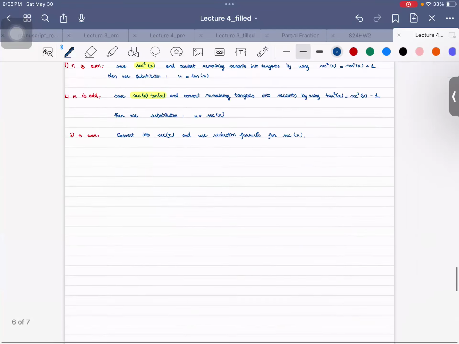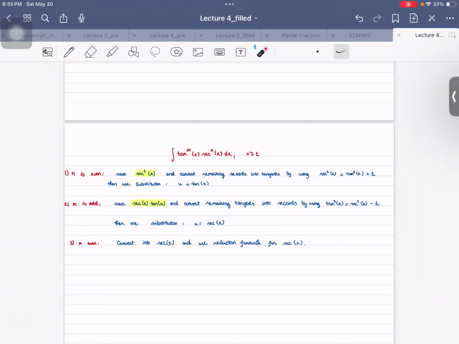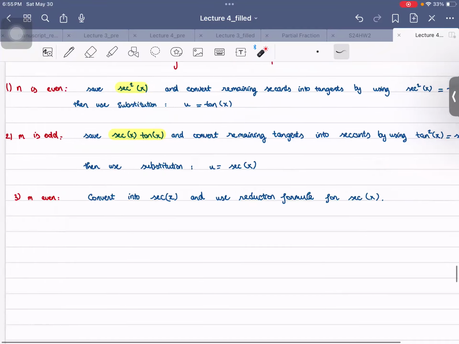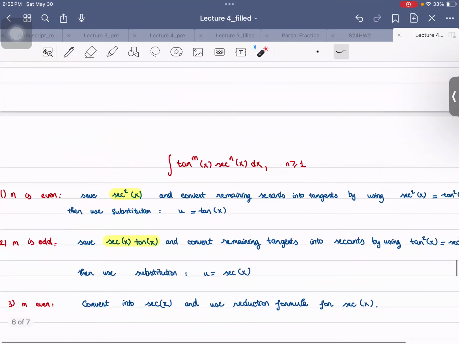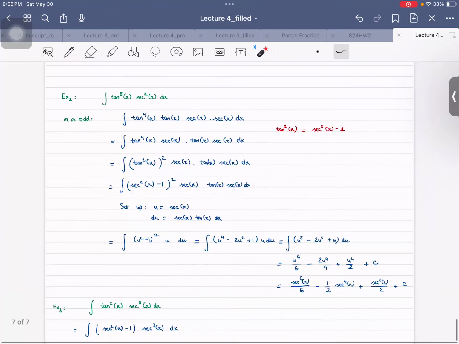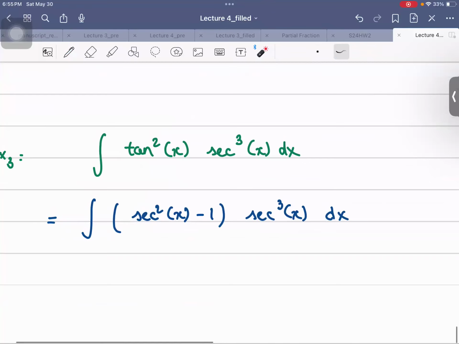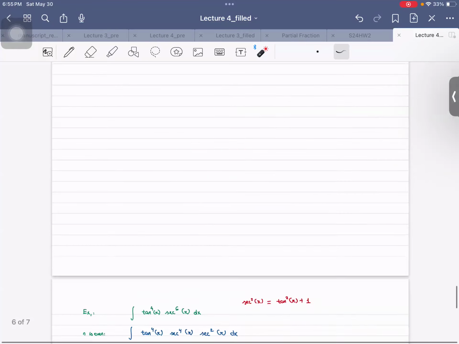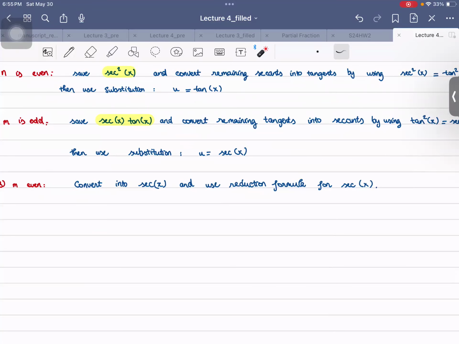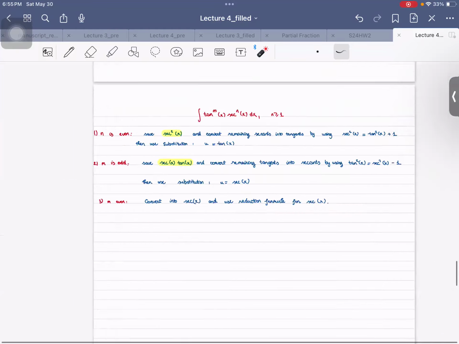So this is the strategy you should know if you look at the integral of tangent times secant to some power, and the power of tangent is odd: save secant times tangent. The last case you may have is what happens if m is even. So what if the power of tangent is even? Over here, I still have tangent times secant. Because the power of tangent is even, the strategy is to convert everything into secant and use the reduction formula for secant.